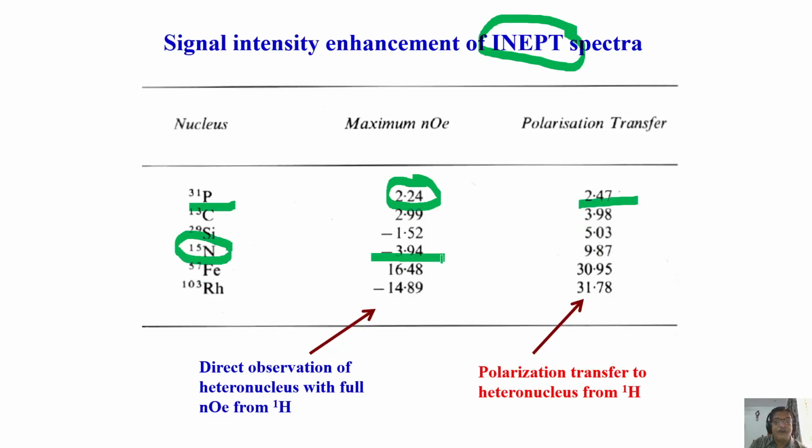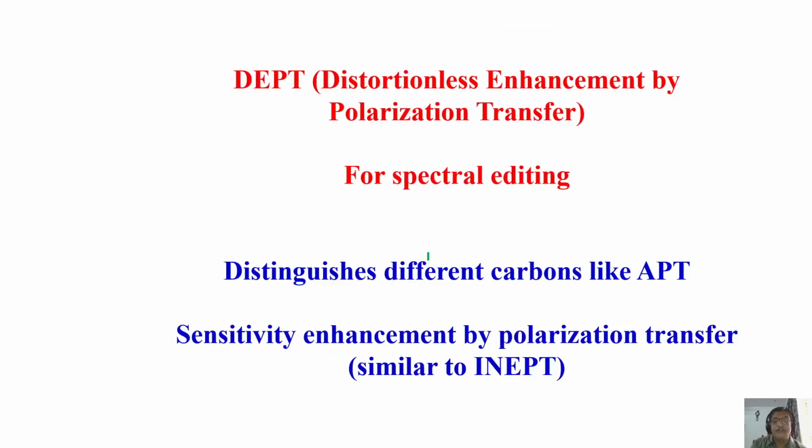Minus 3.4 NOE if you do the normal detection with full NOE from NOE proton and decoupling. Whereas with polarization transfer, it is nearly 10 times gain. See the advantage, 10 times gain in the intensity. Your experimental time enormously comes down. Same thing is true with carbon. So this is the advantage of INEPT.